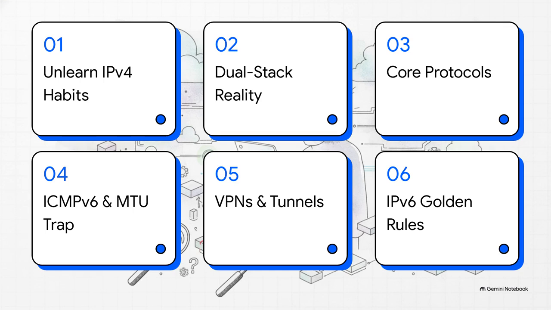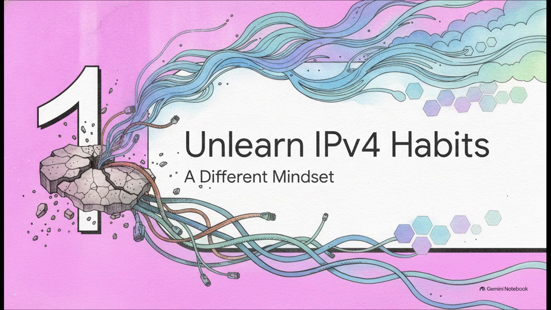So here is our roadmap for today. We'll start with unlearning those IPv4 habits, move into the dual stack reality, cover core protocols, look at the ICMPv6 and MTU trap, discuss VPNs and tunnels, and then wrap up with the golden rules of IPv6. All right, Section 1. Unlearning IPv4 muscle memory.